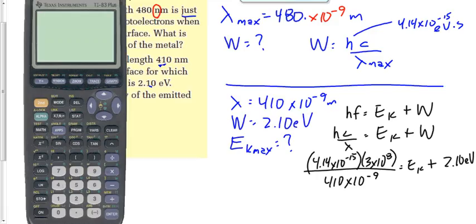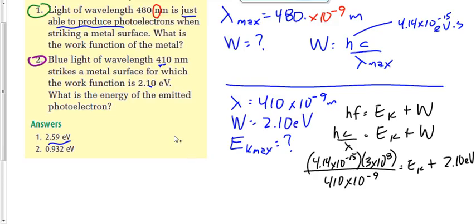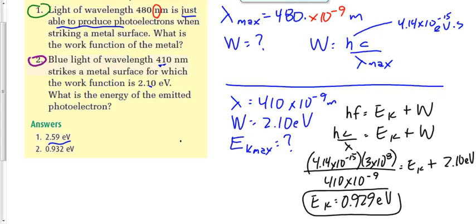All right, let's find this. 4.14 times 10 to the negative 15 times 3 times 10 to the 8, divided by 410 times 10 to the minus 9. Now let's subtract from that 2.1. We get 0.929. Yeah, 0.932. What did you guys get? Anybody else get 0.929? Okay. I don't know where they get 0.932 from. We're going to say we're correct by democracy then, right? We all agree that it's 0.929, then that's what we're going to go with.